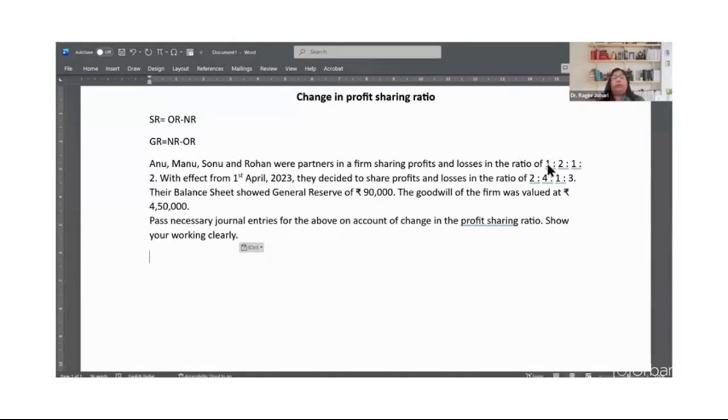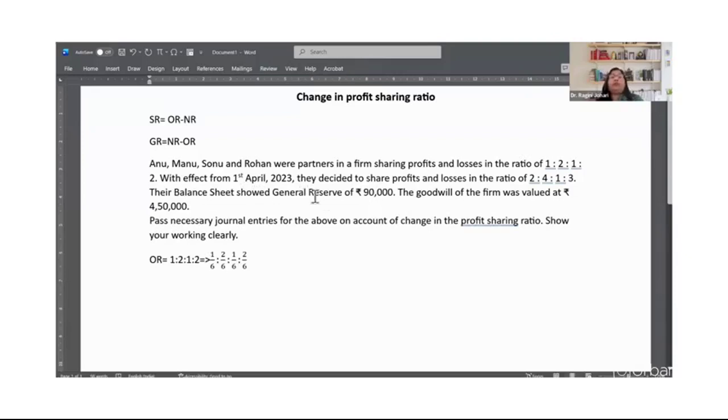So, students, this is a question. There are four partners in this question, and they are sharing profits and losses in the ratio 1:2:1:2. So, what do we find? That the old ratio is 1:2:1:2, or if we write it in fractions, 1/6, 2/6, 1/6, 2/6. So this was our old ratio.